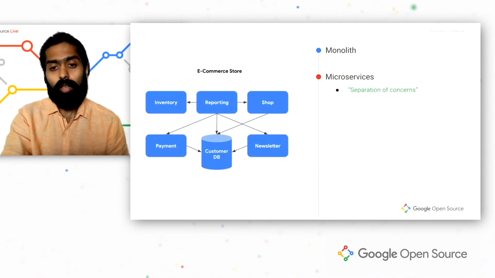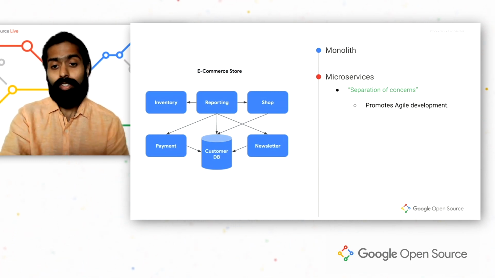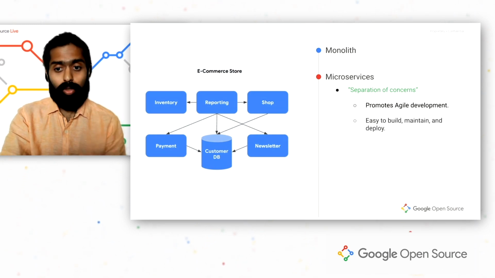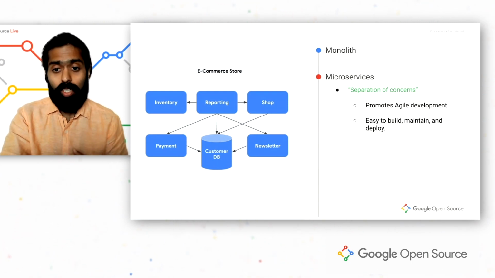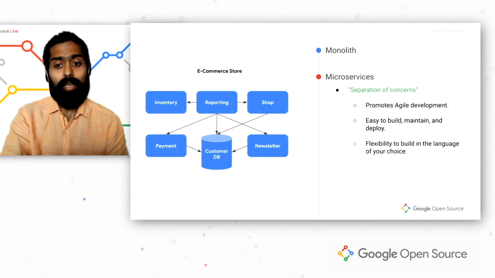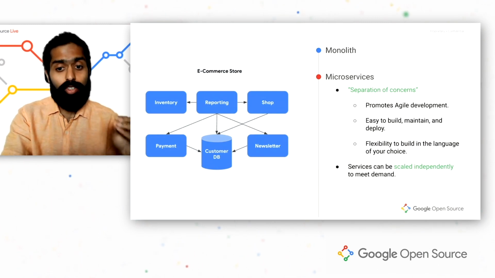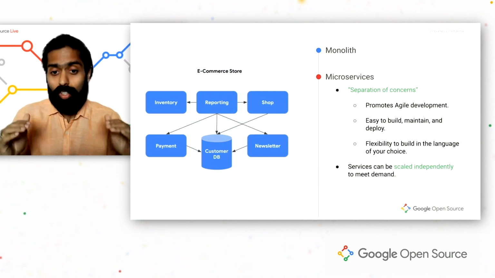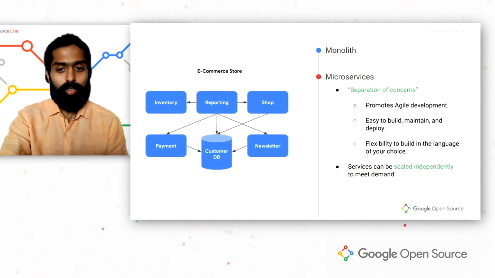First, microservices architecture introduces a concept of separation of concerns. This promotes agile development. Each microservice has its independent code base and is built, maintained, and deployed independently by individual teams. Each team has the flexibility to build the service in the language of their choice and can also update the tech stack with each service independently. On top of all of this, now we can scale our application and each individual service independently, not just vertically, but even horizontally. Now, these are all advantages of a microservices architecture, which is good.